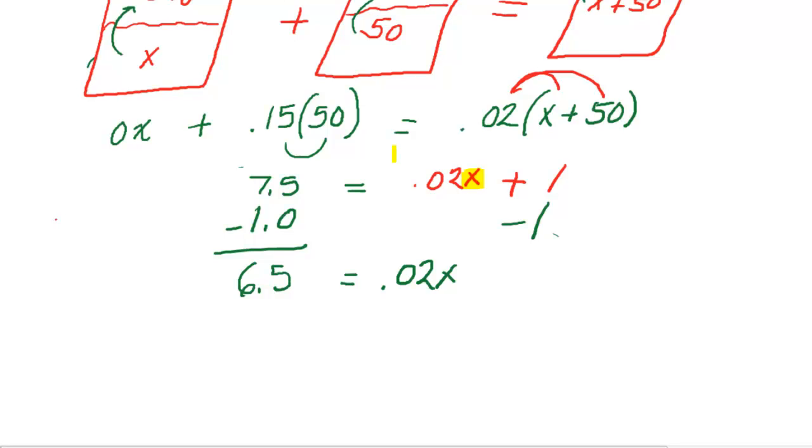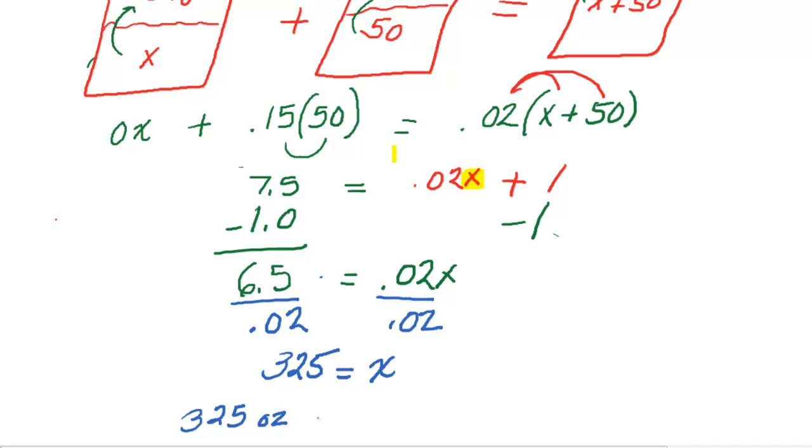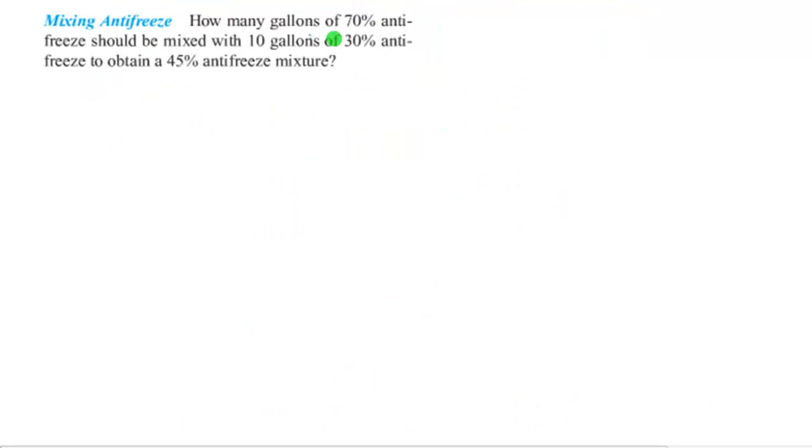7.5 minus 1 is 6.5, and that's going to be equal to 0.02x. And that coefficient of 0.02, we need to move that over as well, but this time we're going to divide so that we get 1x on the right and 325 milliliters on the left. So 325 milliliters, and I wrote out ounces, but that's how much water we need to dilute.